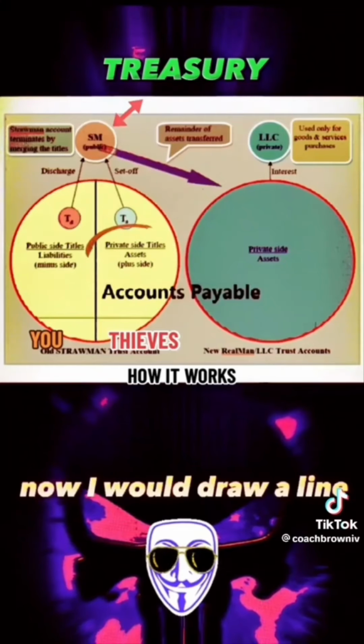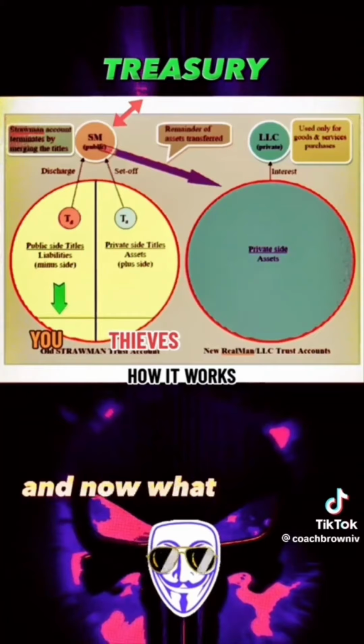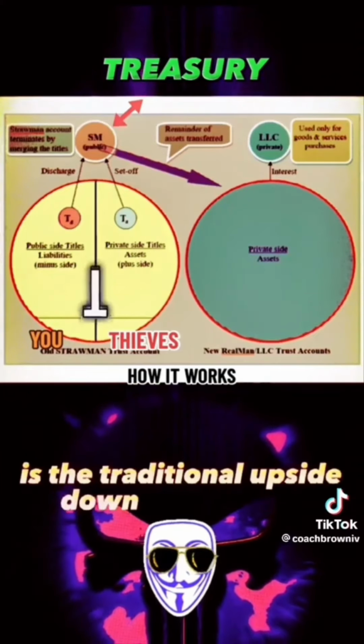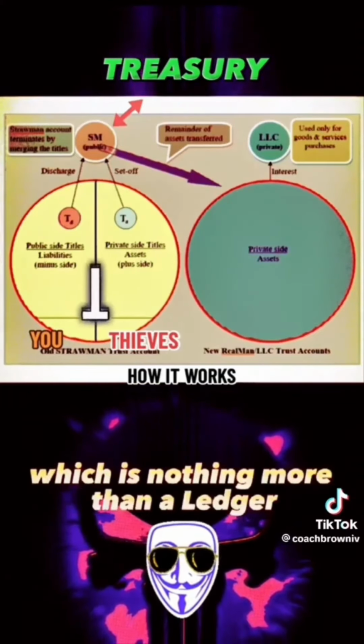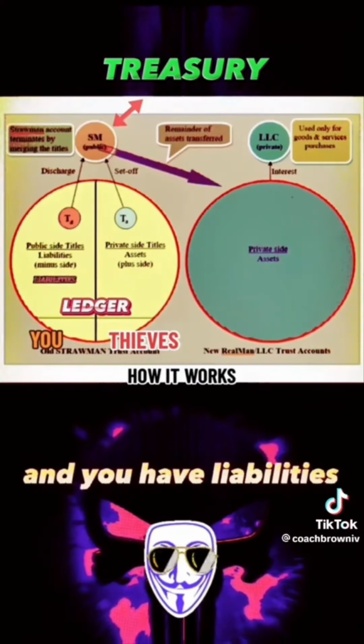I would draw a line, a horizontal line at the bottom of the circle straight across, and now what you have is the traditional upside-down T account, which is nothing more than a ledger under accounting, where you have assets on the right and you have liabilities on the left.